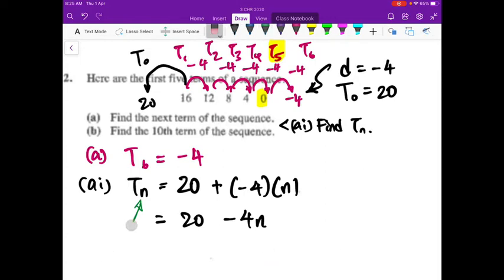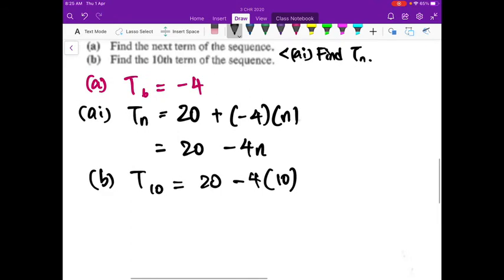For part B, T10 is 20 plus negative 4. Sorry, 20 minus 4 times 10. So 20 minus 40, we get negative 20. So if it is like, find the 900th term, I just put in 900, then I get the answer straight away already. Don't need to jump so many times.